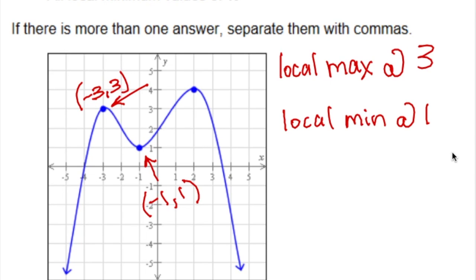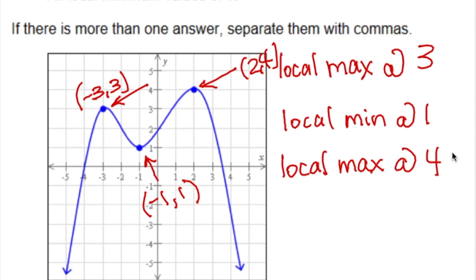And then as I move along, I see one more point where I reach a high point. So that's going to be another local maximum. The ordered pair that is represented here is (2, 4). So that's a local maximum at 4. So you should be able to identify local minimums and local maximums from a graph, and you should know whether it's a maximum or a minimum, and that you only list the y part when you're listing maximum or minimum.